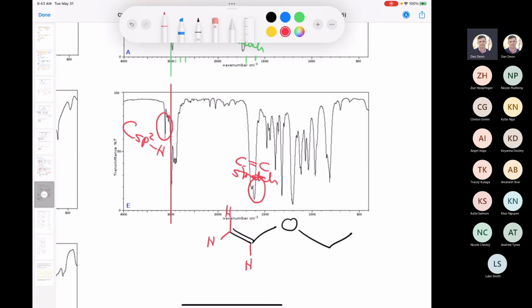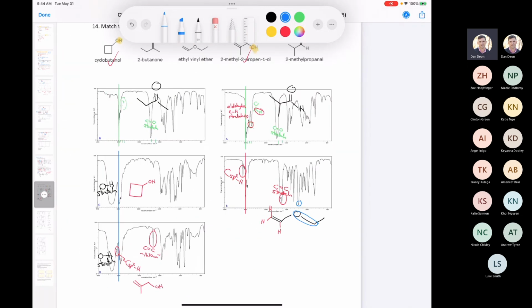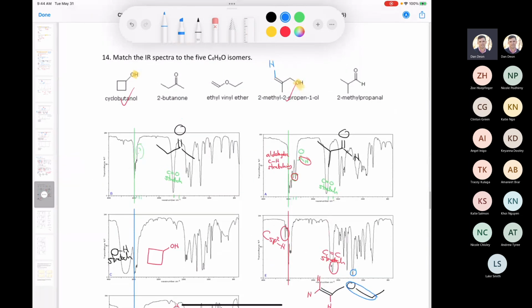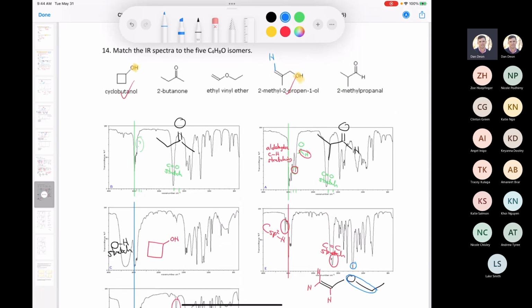And then for an ether, if you look at the handout, it says that we should have a carbon-oxygen stretch between 1300 and 1000. Here's 1000, here's 1300. The strongest signal that we see is this one here, and that would come from the carbon-oxygen stretch. And so this must be ethyl vinyl ether. And just like that, using the process of elimination, the handout, and our knowledge of infrared spectroscopy, we were able to identify all of the spectra that match these 5 C4H8O isomers.